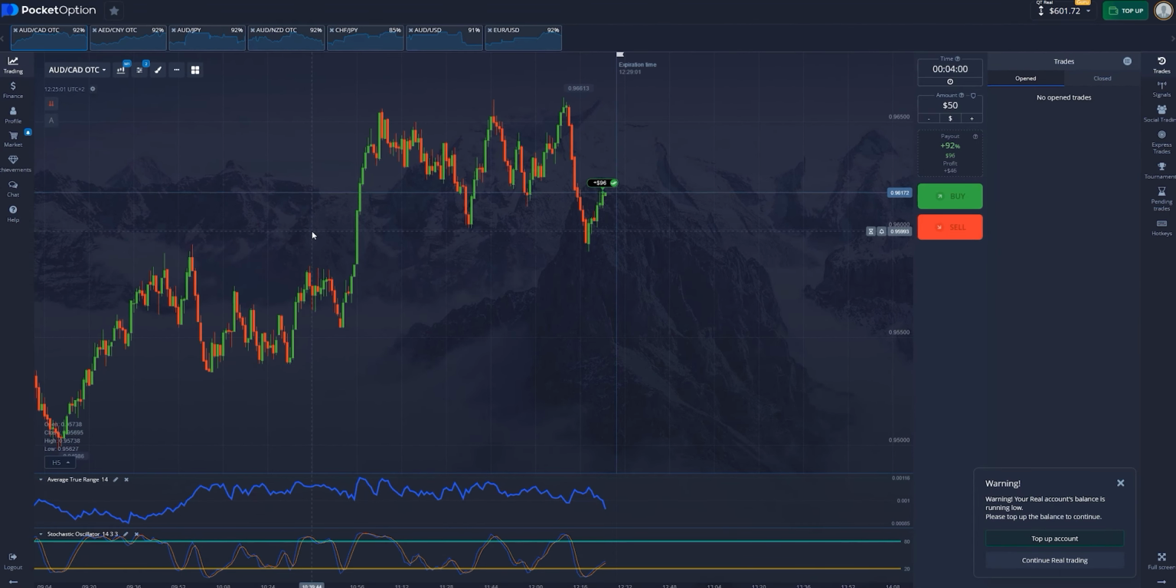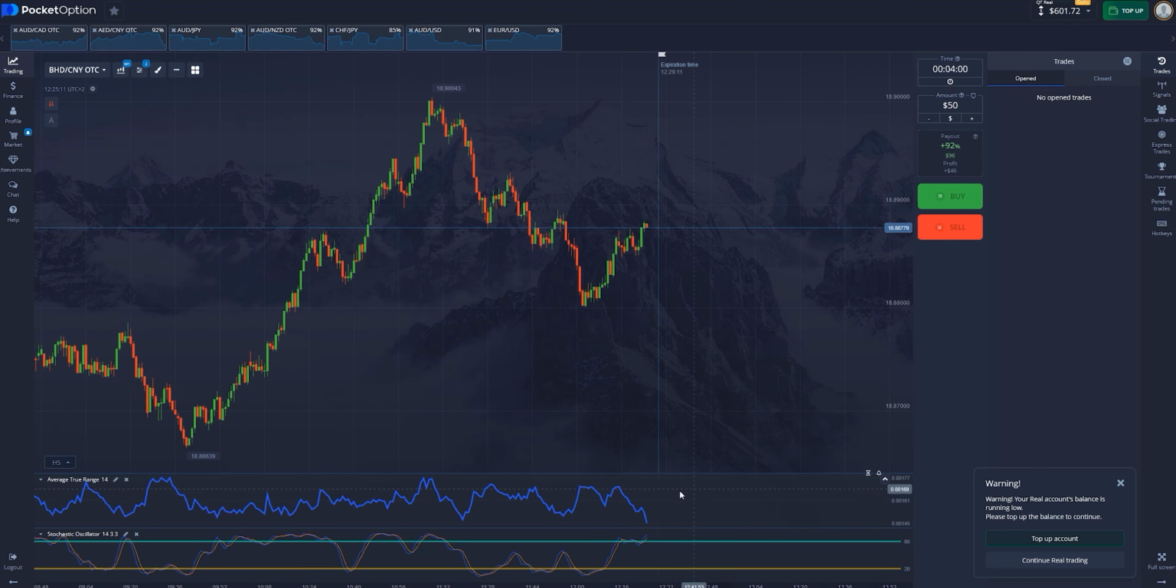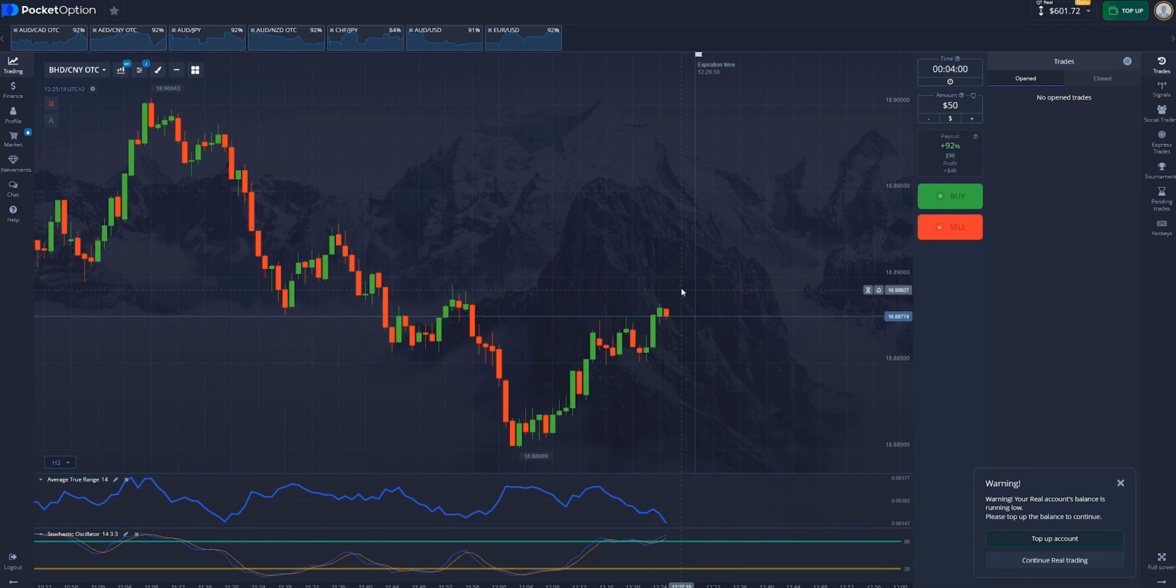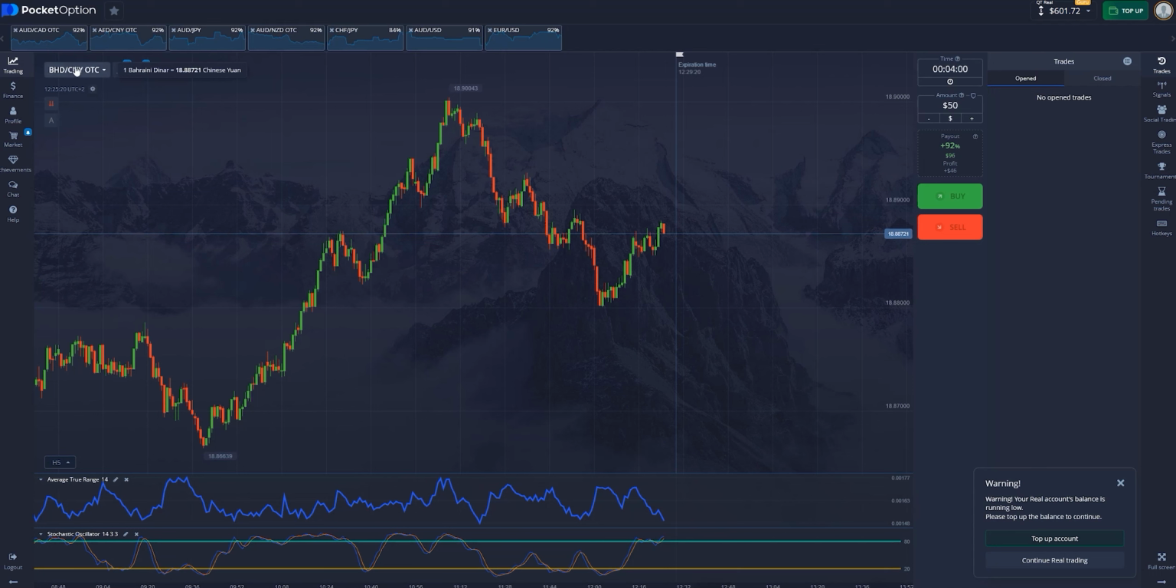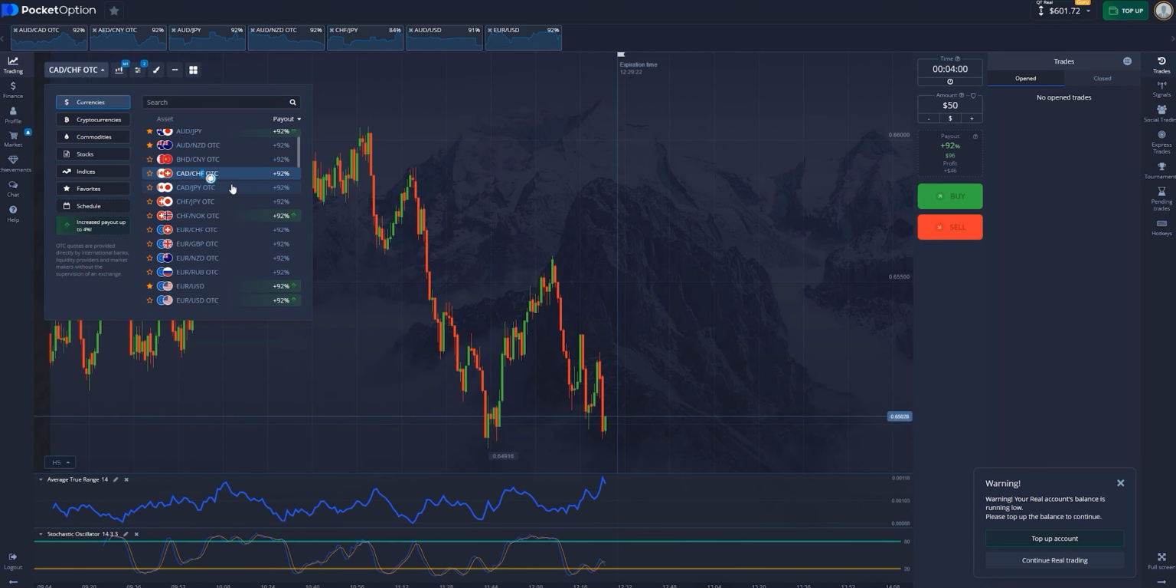Okay guys, excellent. Let's look for other forex pairs. What don't I like here? There's no volatility. As we see in ATR, there's simply no volatility. This is really bad, guys. Let's keep looking for other pairs.